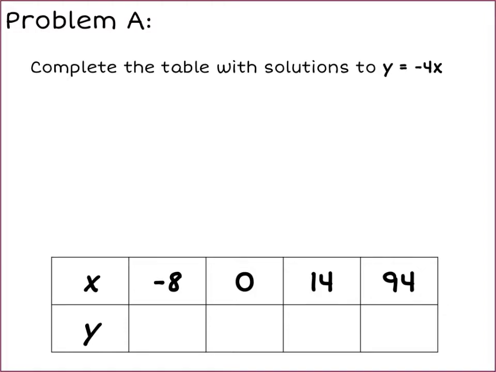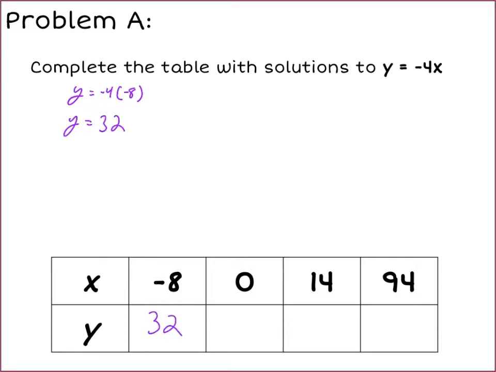So here we are at example A, and it says complete the table with solutions for y equals negative 4x. As we've talked about before, we know how to find y's if they give us x's, which they have. When we plug those x's in, they're going to give us the solutions. In this case, our first number is negative 8, so we're going to plug that in or substitute. So y equals negative 4, substitute in our negative 8, then we're going to just multiply those together. 4 times 8 is going to give me 32. Well, negative times a negative is going to give me a positive, so I'm going to end up with positive 32. So that's my first solution. So my first solution is negative 8, 32.